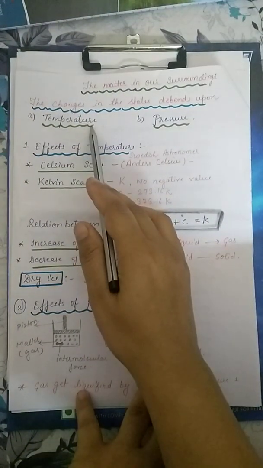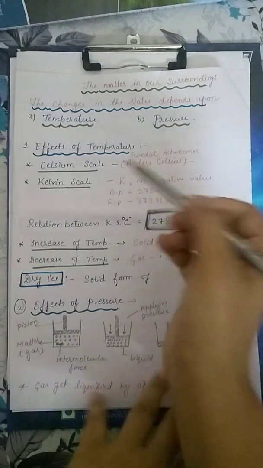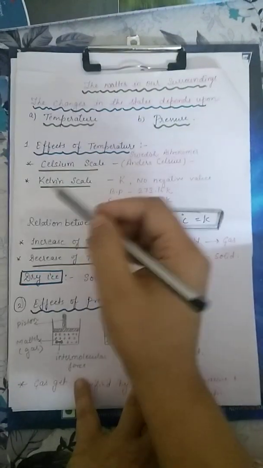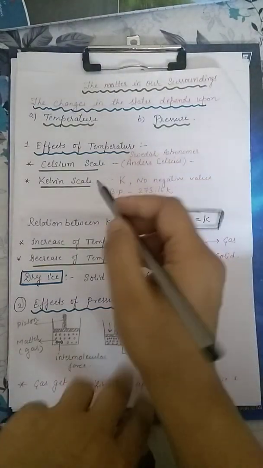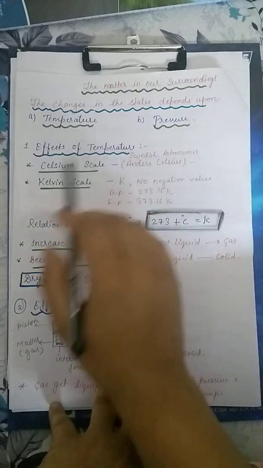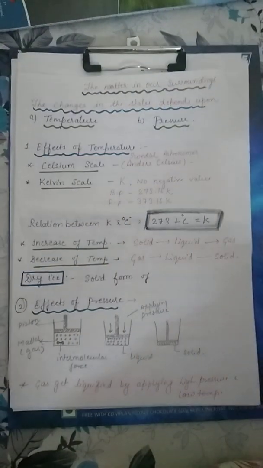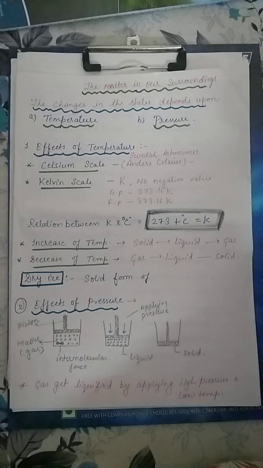Now, temperature. We already know what temperature is: temperature measures the degree of hotness and coldness. Now next, the effect of temperature, that is, how temperature affects the change in the states of matter. For that, we have to know a little bit of conceptual thing about temperature. We know that we have three different scales at which we measure temperature.